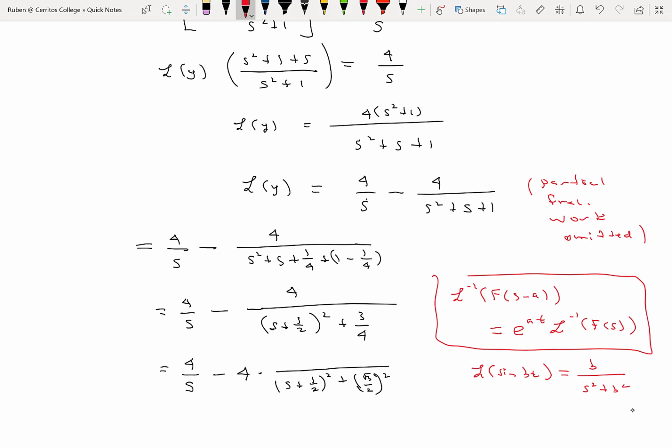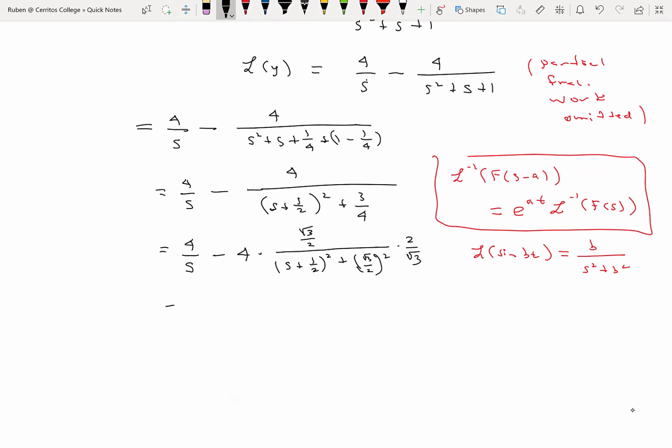So the b is radical 3 over 2 in our problem. So I need a radical 3 over 2 on top. I'm just going to put it up there. Can't do that. That changes the value of stuff. So I'm going to multiply by 2 over radical 3 to balance it. Okay. I'll clean this up a little bit before I start using the shifting theorem.